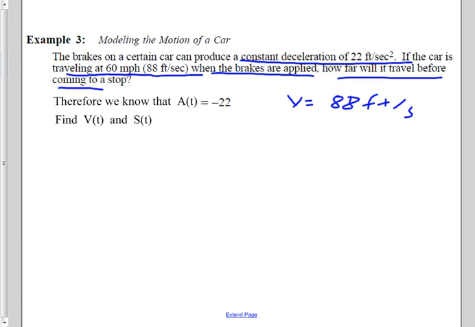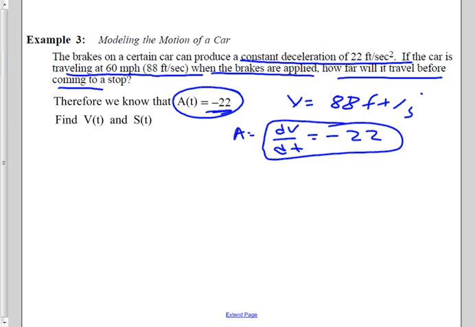Okay, well, we know that acceleration is -22. Well, acceleration is dv/dt. So dv/dt equals -22. And this is a constant. This is a constant. And this is the velocity at time equals 0.